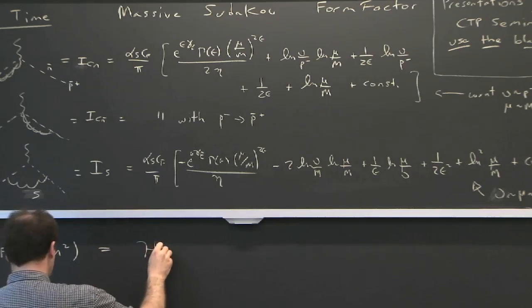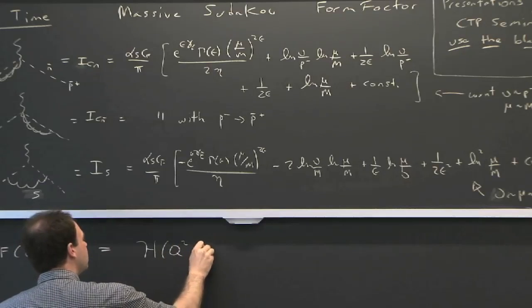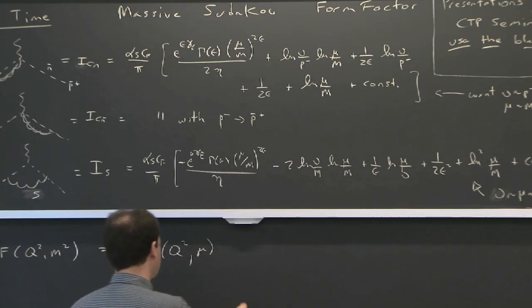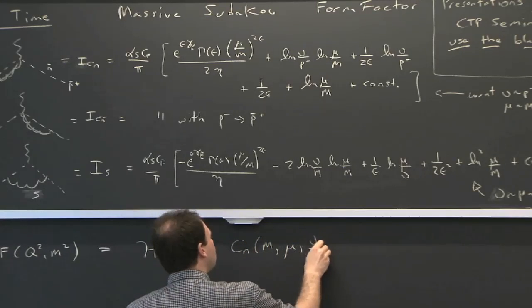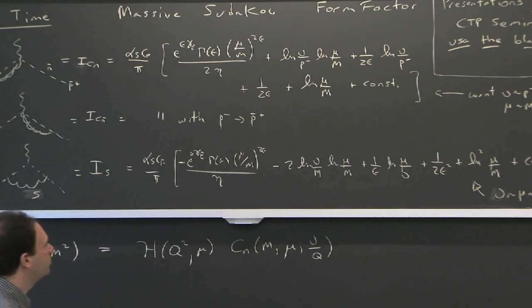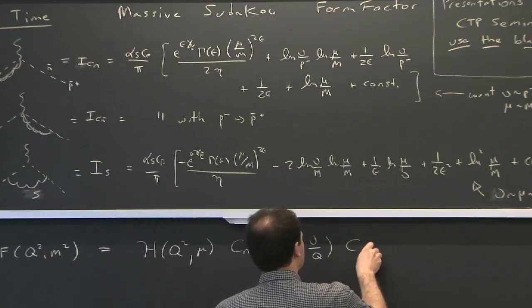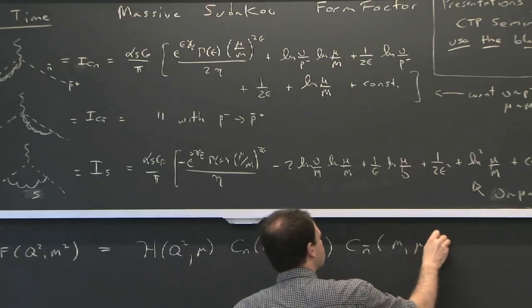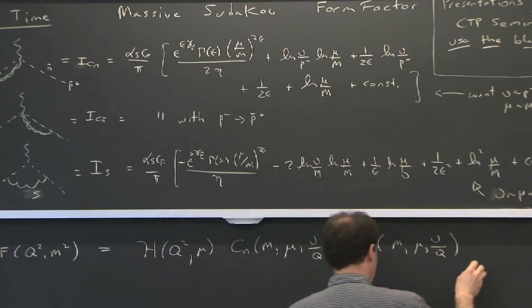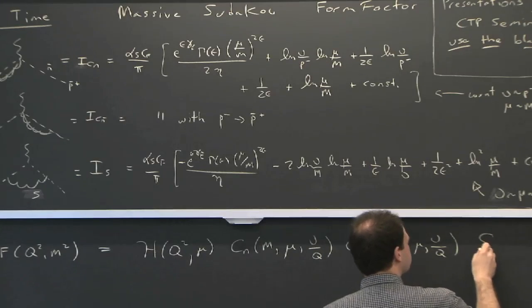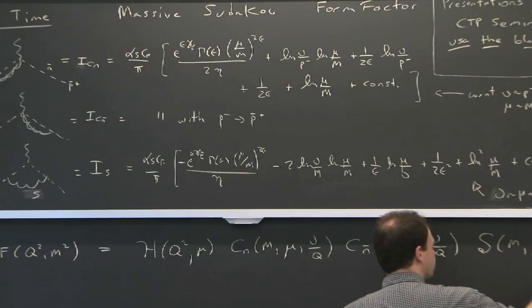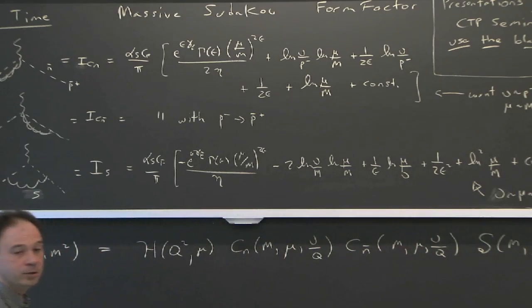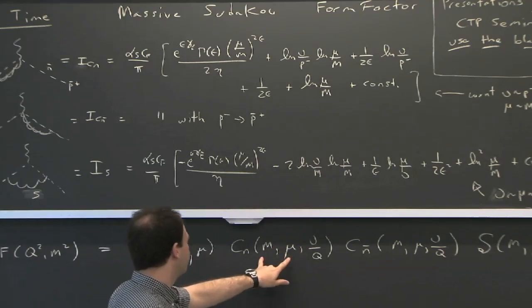So the form of the factorization theorem for this: you have some hard function, it's just the Wilson coefficient, some collinear function, which I'll call Cn, Cn bar, and then some soft function. And so it's the usual story in some sense, but we have this additional dependence on a parameter nu, not just mu.